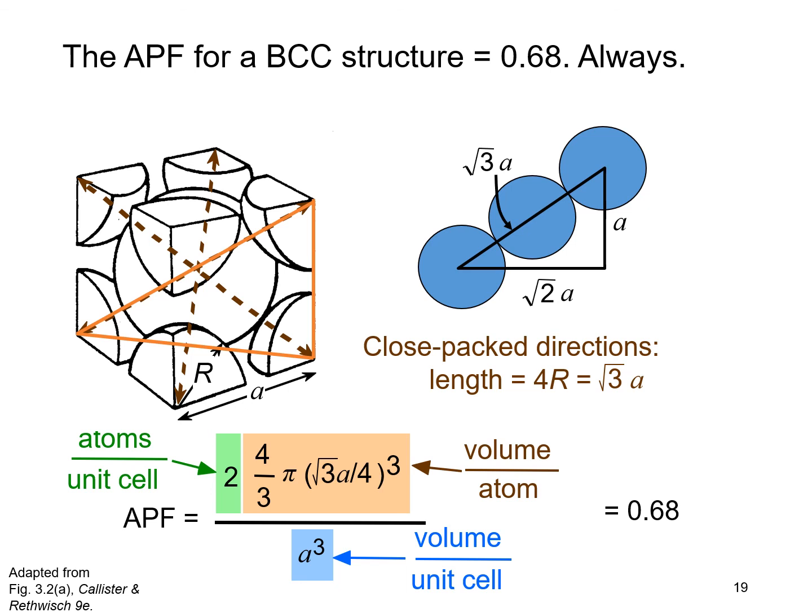So now we have everything to calculate the APF. There are 2 atoms in the cell. The volume of the atoms is 4/3 pi r cubed, inserting r as a function of A, and the volume of the cell is always A cubed. Therefore, the atomic packing factor for a body-centered cubic is 0.68.